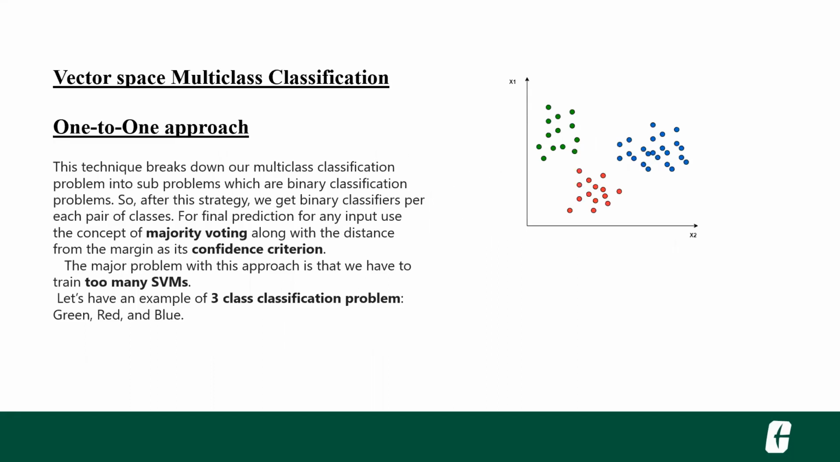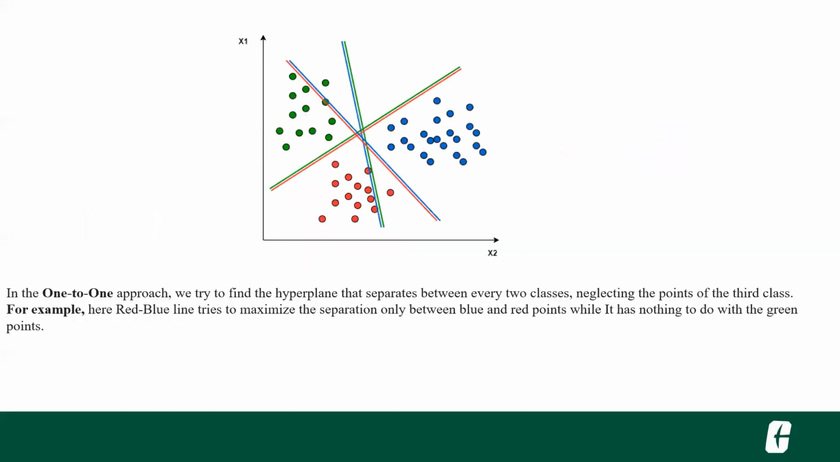So what is the one-to-one approach? This technique breaks down our multi-class classification problem into subproblems, which are binary classification problems. After this strategy, we get binary classifiers for each pair of classes. For the final prediction for any input, we use the concept of majority voting along with the distance from the margin as its confidence criteria. For example, let's take a three-class classification problem. Here on the right side, we have a figure which shows red, green, and blue dots.